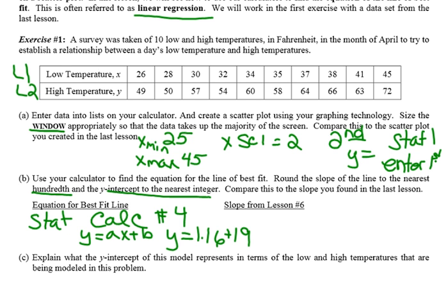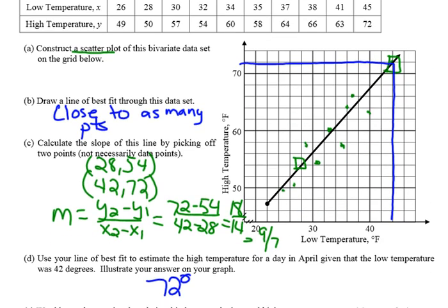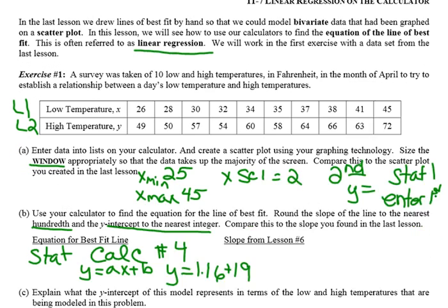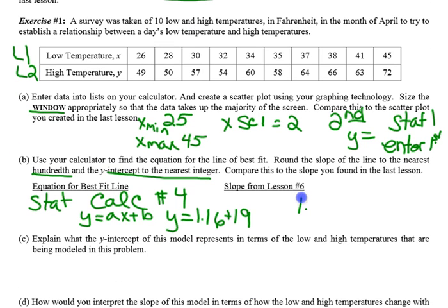Okay, if I compare that, when I did lesson 6 and we did our slope, we had 9/7, which is about 1.28. So my slope from the other one is 1.28. So we're pretty close. And again, if I had moved that line, it might have been even closer.